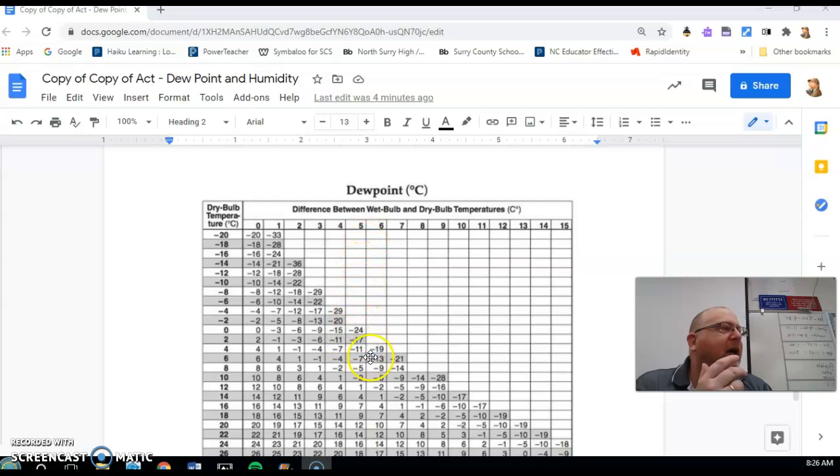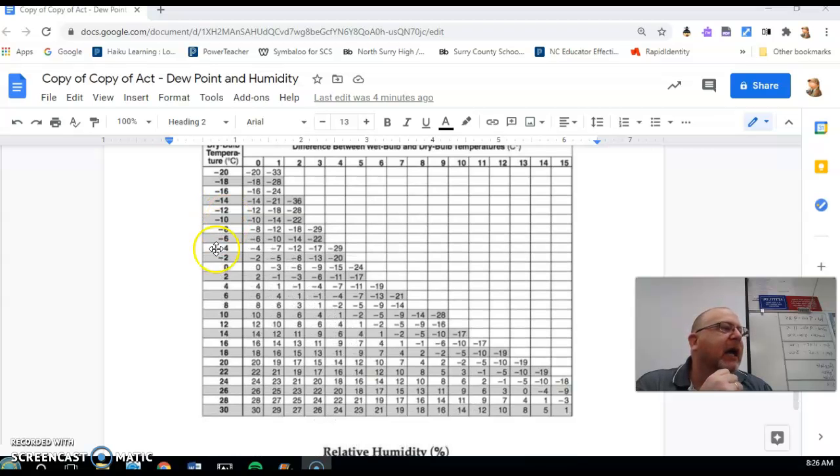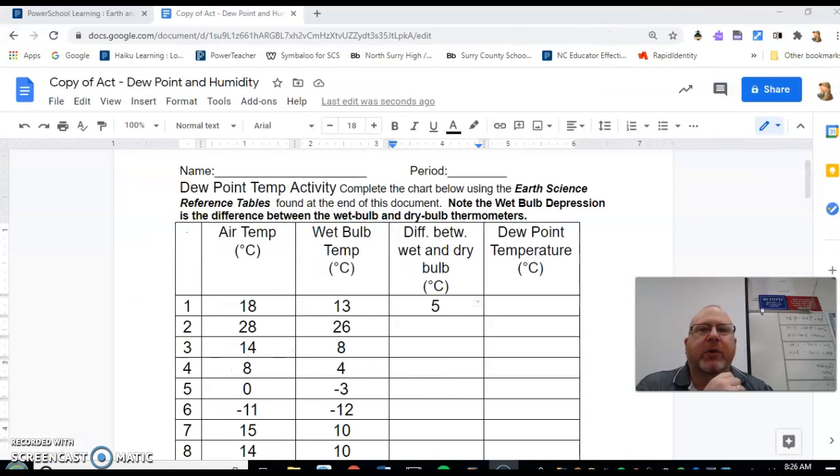So my dew point is somewhere in this column. But look at the title over here. It says dry bulb temperature. Well, my dry bulb temperature on my lab was 18 degrees. So I go down to 18 and over to 5. And where those two meet is right there. My dew point temperature is 9 degrees. And so I'm going to go back over here and type in 9.